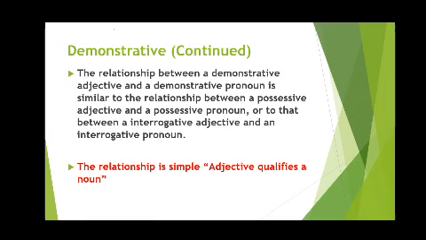Now, this is just a further clarification of the points I was mentioning earlier. The relationship between a demonstrative adjective and a demonstrative pronoun is similar to the relationship between a possessive adjective and possessive pronoun, or to that between an interrogative adjective and an interrogative pronoun. And the relationship is quite clear. Adjectives qualify a noun. An adjective comes before a noun. It does not replace a noun. It enhances or qualifies the meaning of a noun. So you should keep this in mind.